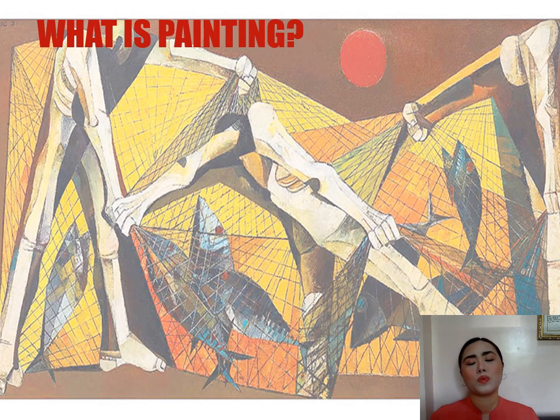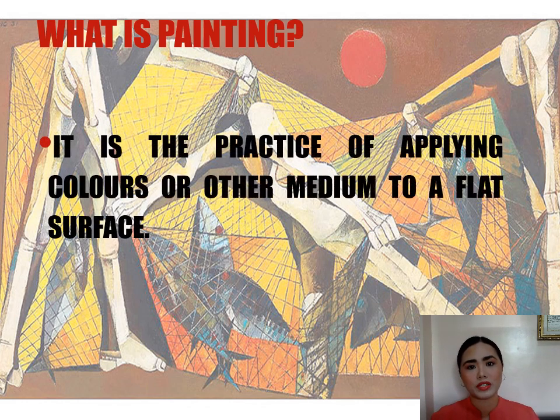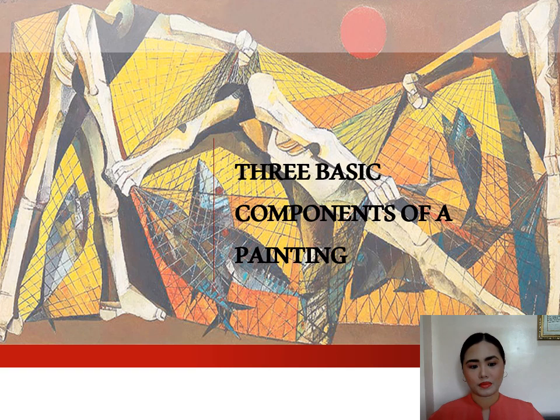Let us start first with the basic definition of painting. When we say painting, it is the practice of applying colors or any other form of medium onto a flat surface. To be able to create a painting, we need three basic components.